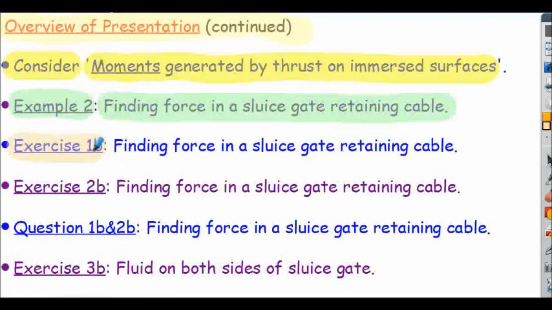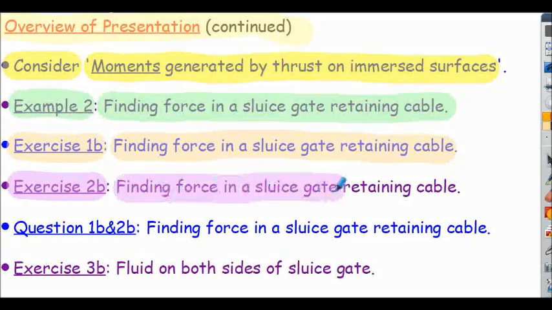Then we have exercise 1B, based on example 2, where we're finding the force in a sluice gate retaining cable, and exercise 2B, again finding the force in a sluice gate retaining cable. Slightly different scenarios between exercise 1B and exercise 2B.